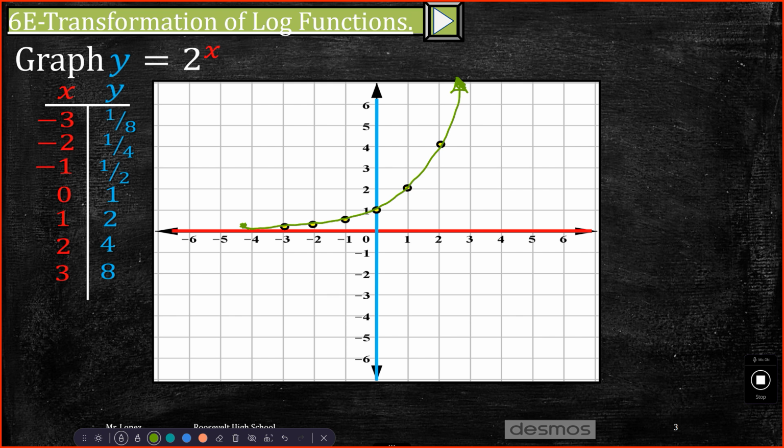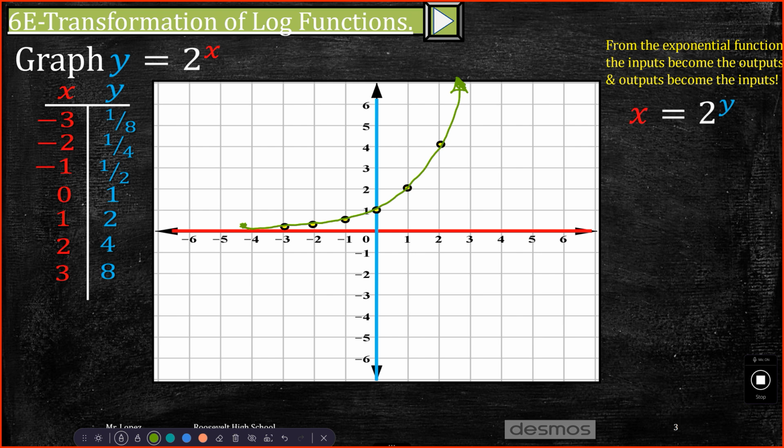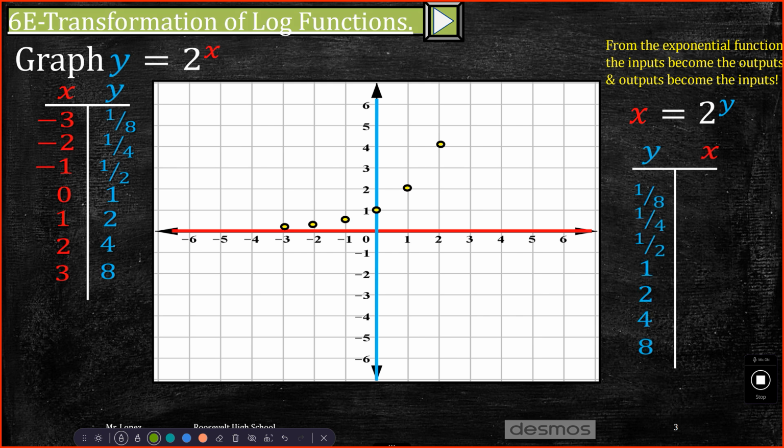Let me show you how whoever came up with this might have come up with it. He said, switch the inputs with the outputs. So from the exponential function, the inputs become the outputs, and the outputs become the inputs. What do you mean by that? It means the y becomes the x, and the x becomes the y. When you make a table of it, just switch all the outputs to become the inputs, and the inputs become the outputs.